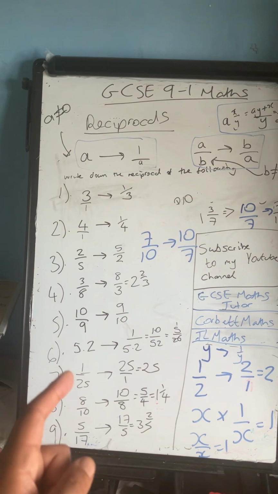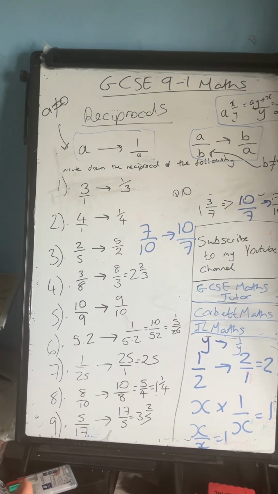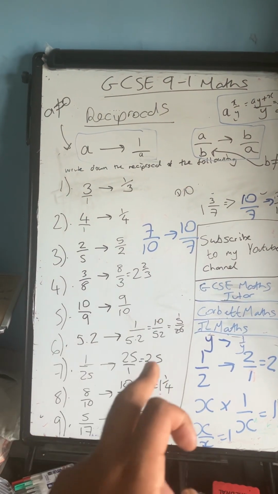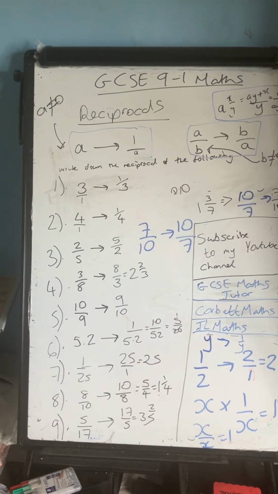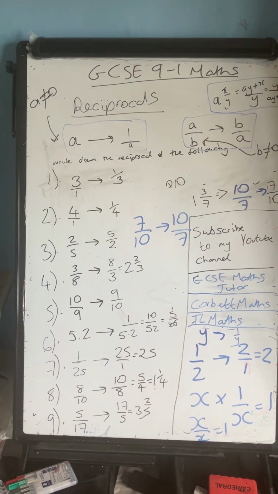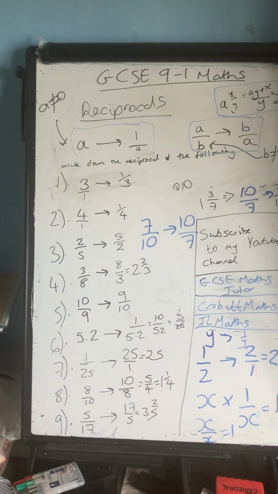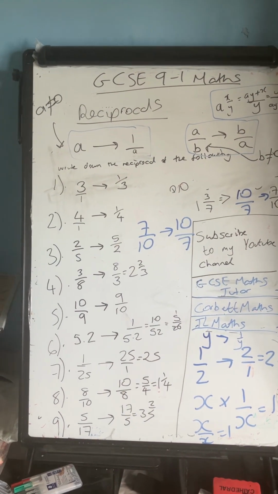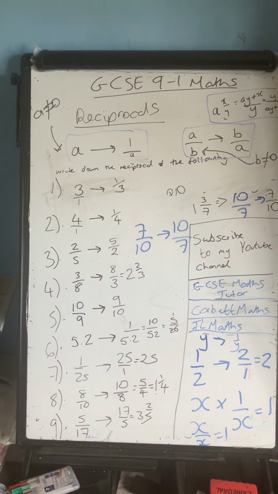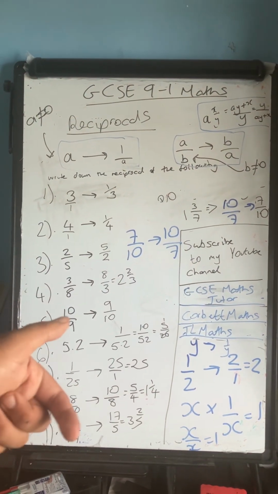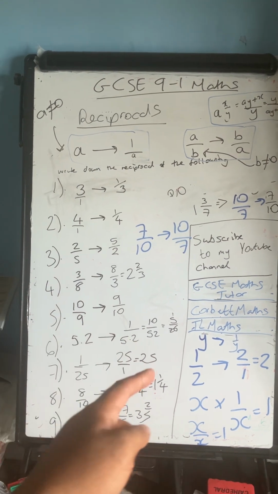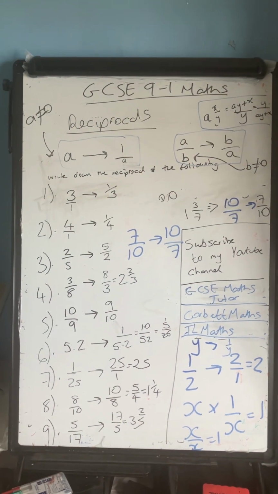Question number 6, the decimal 5.2, well, it would be 1 over 5.2, and I've timesed top and bottom of my fraction by 10, so I get 10 out of 52, which simplifies to 5/26. Question number 7, 1/25. The reciprocal of that goes to 25 over 1. Anything divided by 1 is just itself, so the answer is 25.